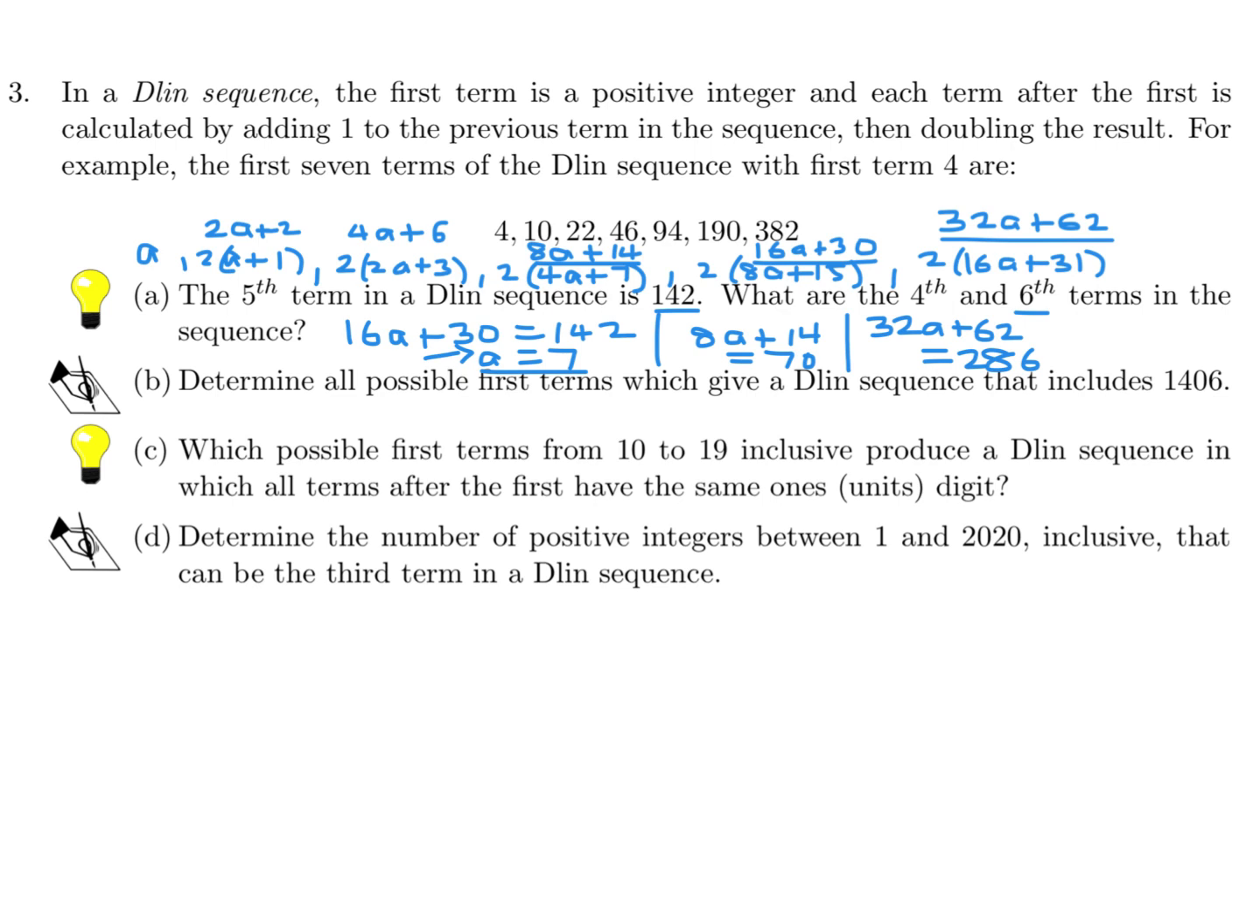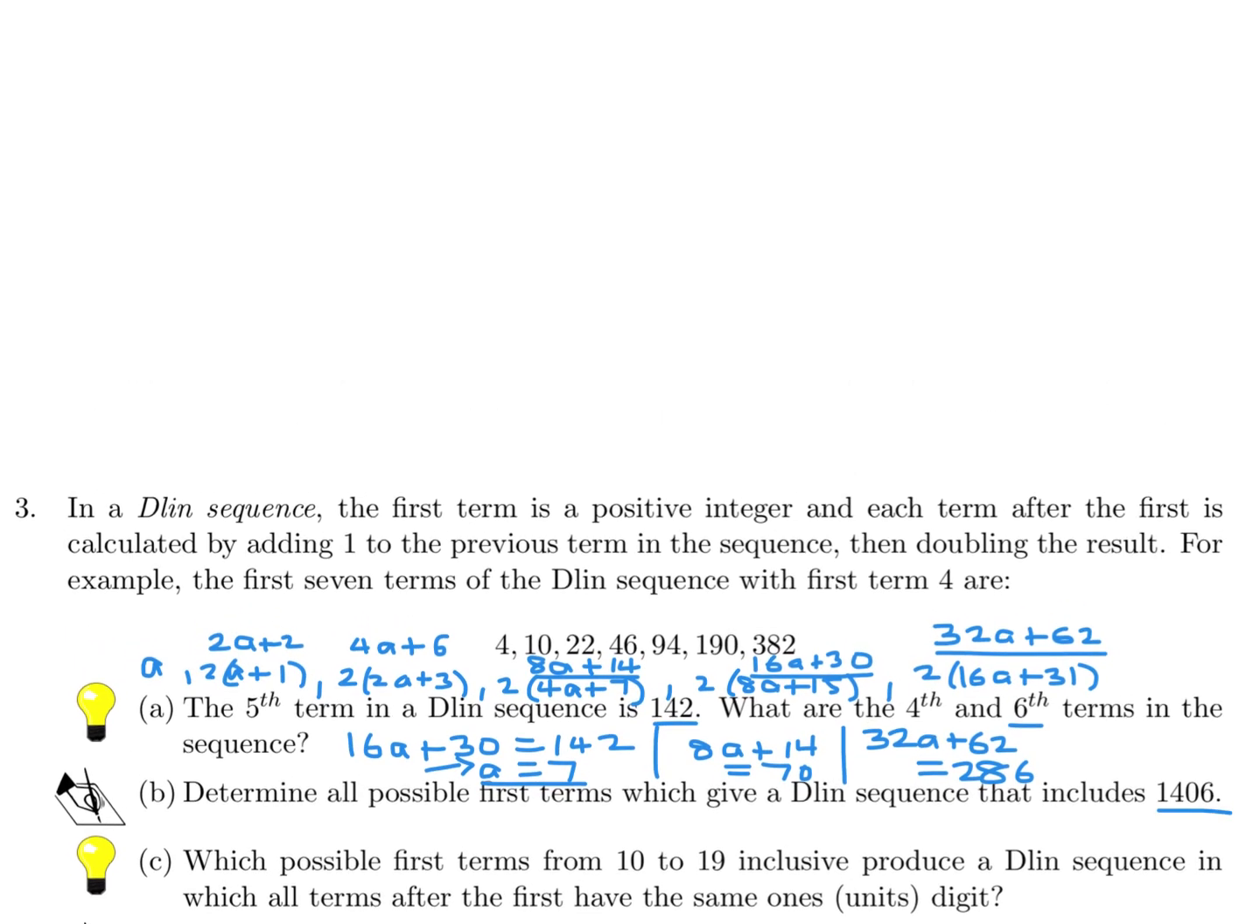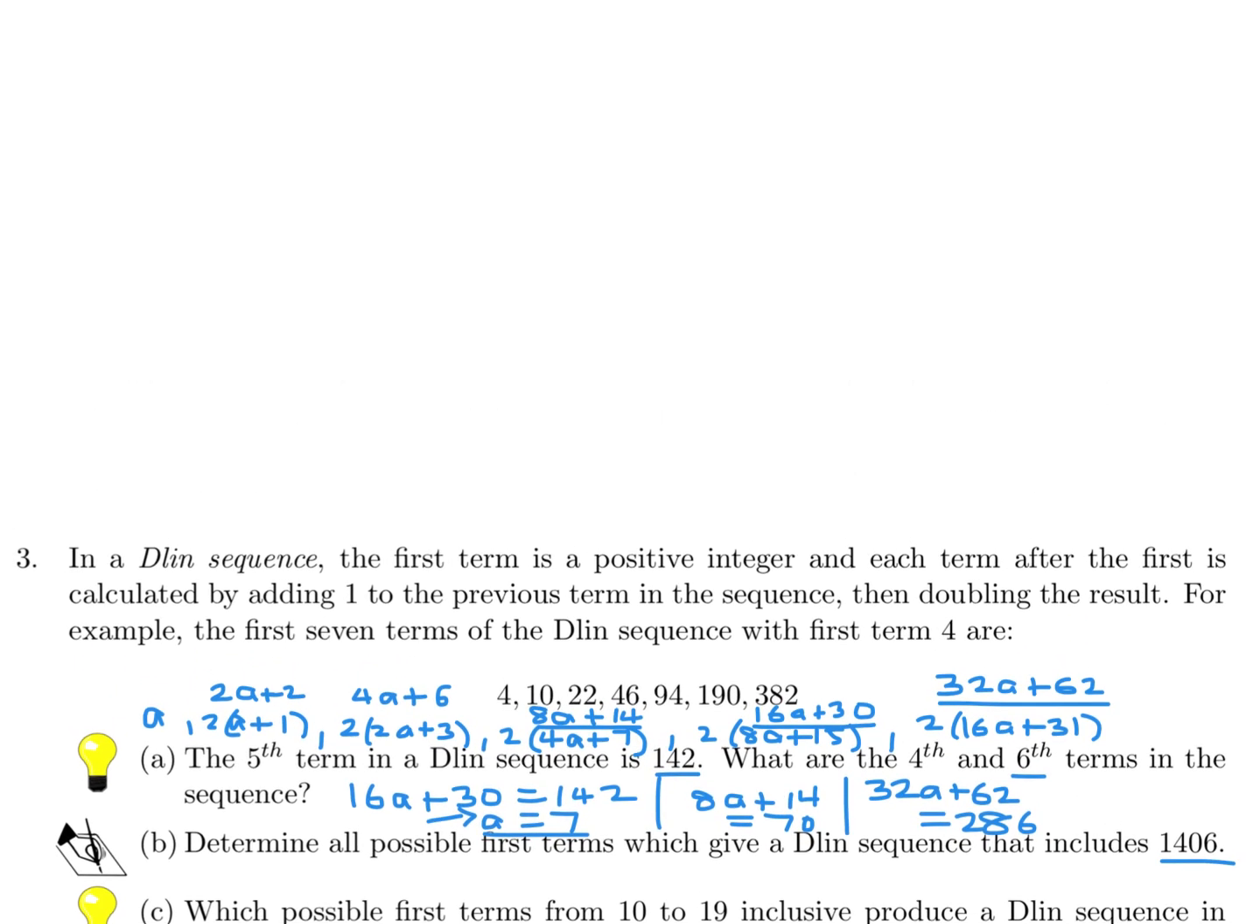Determine all possible first terms which give a Dylan sequence that includes 1406. Oh boy. All right, so how far do I have to go here? So 1406. Let's write this out here. First term is a, then we have 2a plus 2, and then 4a plus 6, and then 8a plus 14, and then 16a plus 30, 32a plus 62, and then we'll do one more.